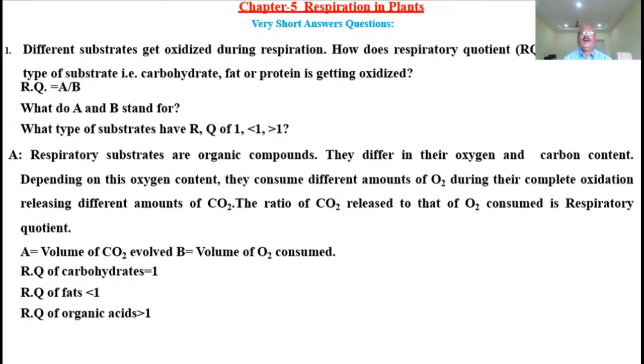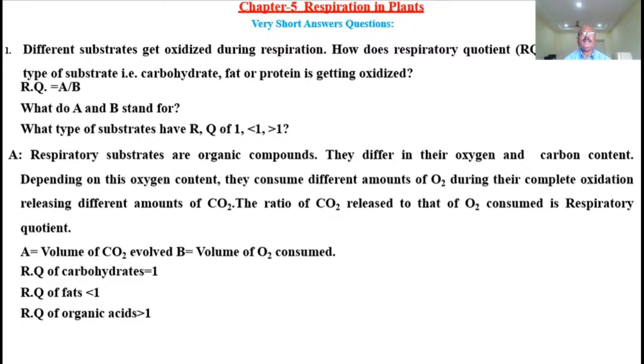Respiratory substrates are organic compounds. They differ in their oxygen and carbon content. Depending on this oxygen content, they consume different amounts of oxygen during their complete oxidation, releasing different amounts of CO2. The ratio of CO2 released to O2 consumed is the respiratory quotient. That means RQ is evolved CO2 by consumed oxygen. So A is volume of CO2 evolved, B is volume of oxygen consumed.